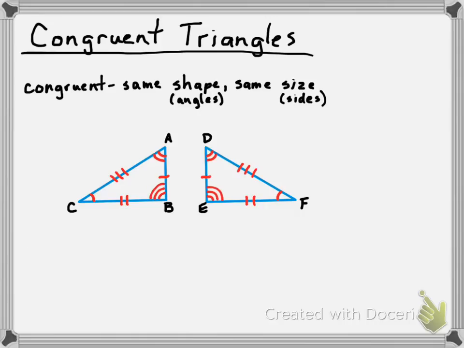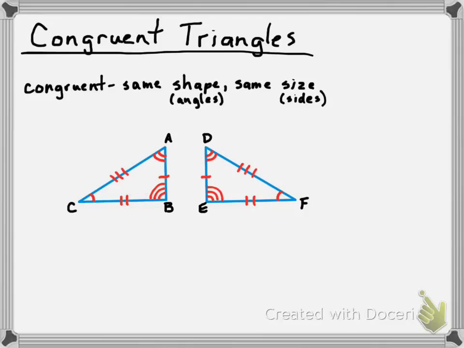Okay, now, notice we've got a lot of markings here. We've talked about a lot of these before, but these are congruence marks. The side that has one tick mark is congruent to the side that has one tick mark. The one that has two tick marks is congruent to the other one that has two tick marks. And the one with three tick marks is congruent to the other one with three tick marks.